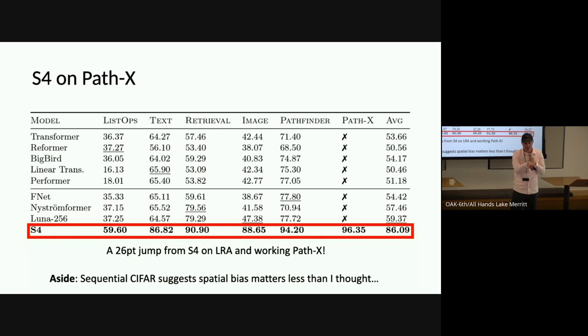Also, I'll point out, if you look at the image column, sequential CIFAR suggests that spatial bias might not be as important as we thought for image classification for this set of problems. And that's really interesting to me. What are the styles of models that we need as we scale up bigger and bigger AI models? We don't need as much structural inductive bias. So I'm super intrigued by that. I don't have too much to say about it, though.